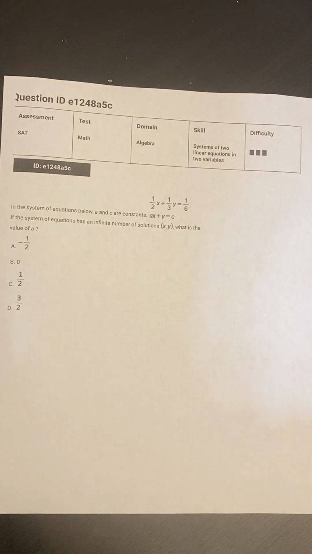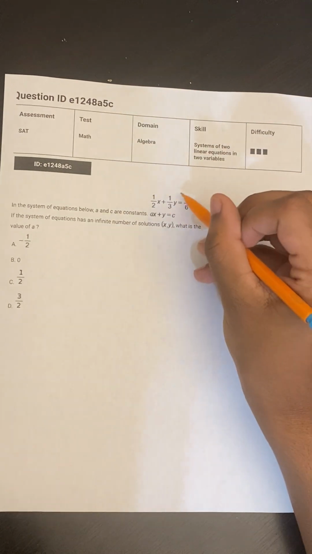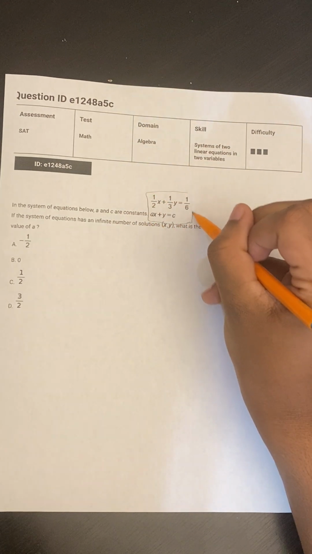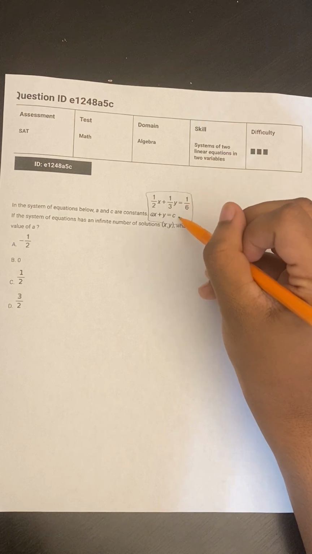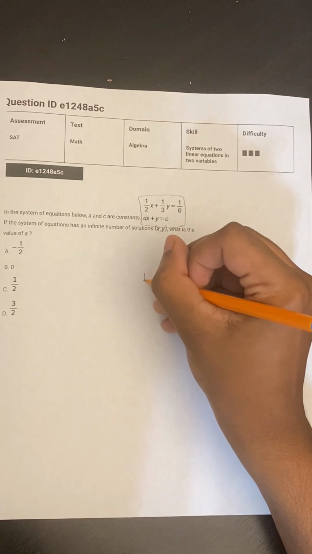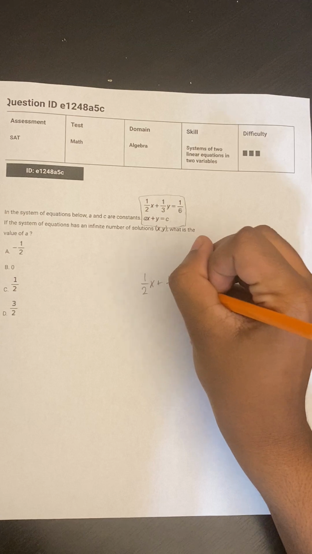Our final question of the day is, in the system of equations below, a and c are constants. ax plus y is equal to c. If the system of equations has an infinite number of solutions, what is the value of a? So in order for these two equations to have infinitely many solutions, this equation needs to equal this equation. So let me write them down to make it easier to read.